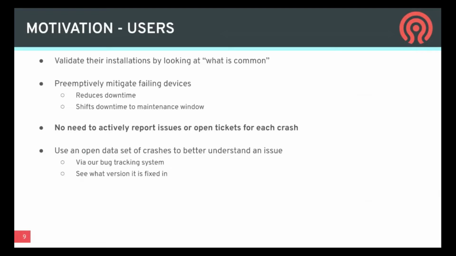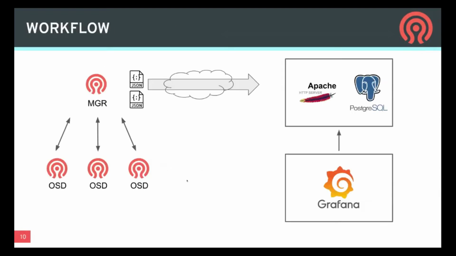Another big motivation for users is they don't need to actively report issues or open tickets for each crash that they have in their clusters. And they can use the open data set of the crashes to better understand an issue. So if you see a specific issue on your cluster, you can search it on our bug tracking system and see if it's a real bug. And if it's a real bug, you can learn what version it is fixed in.